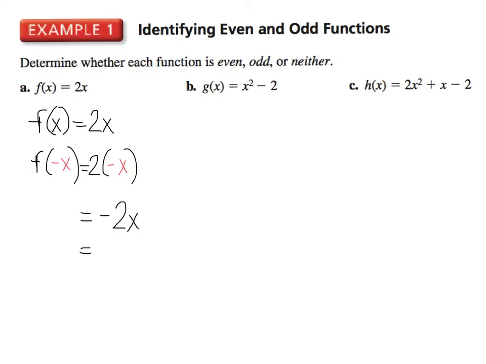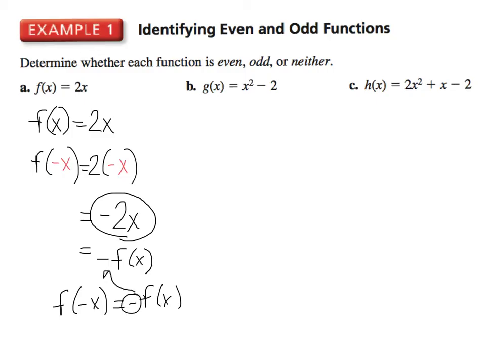So we know that this right here is equal to negative f of x. Remember, f of x was 2x, but now I get negative 2x. So that's negative f of x. So if we look back up at our key idea, it said this: if you had f of negative x equals negative f of x, which we do, where all that changed is the negative here, then you have an odd function. So this function is odd.